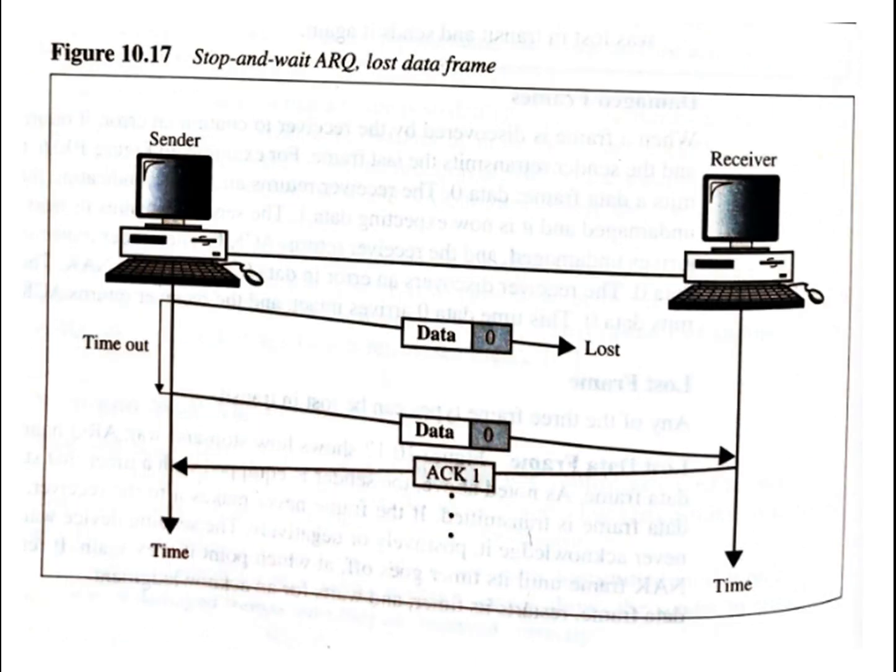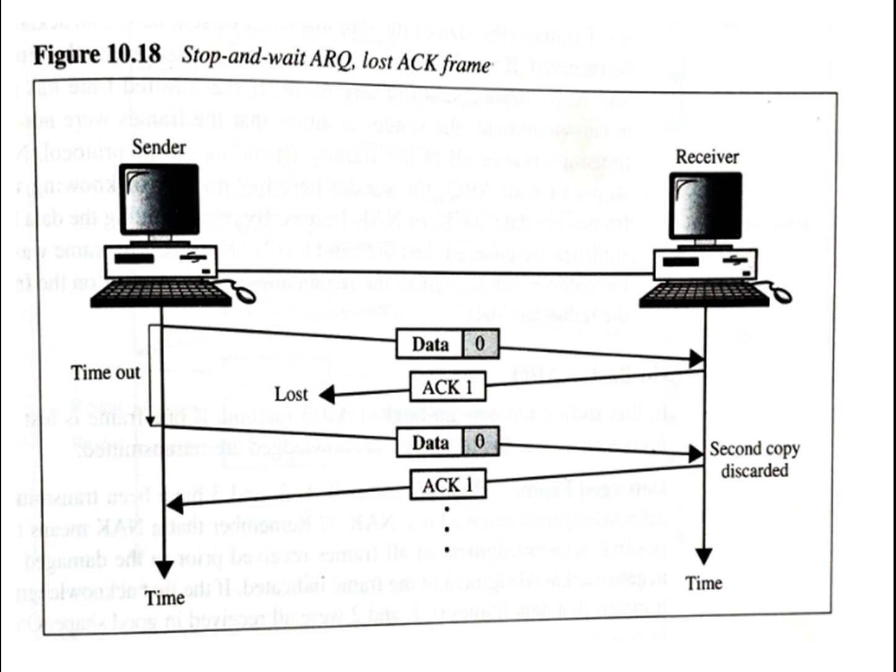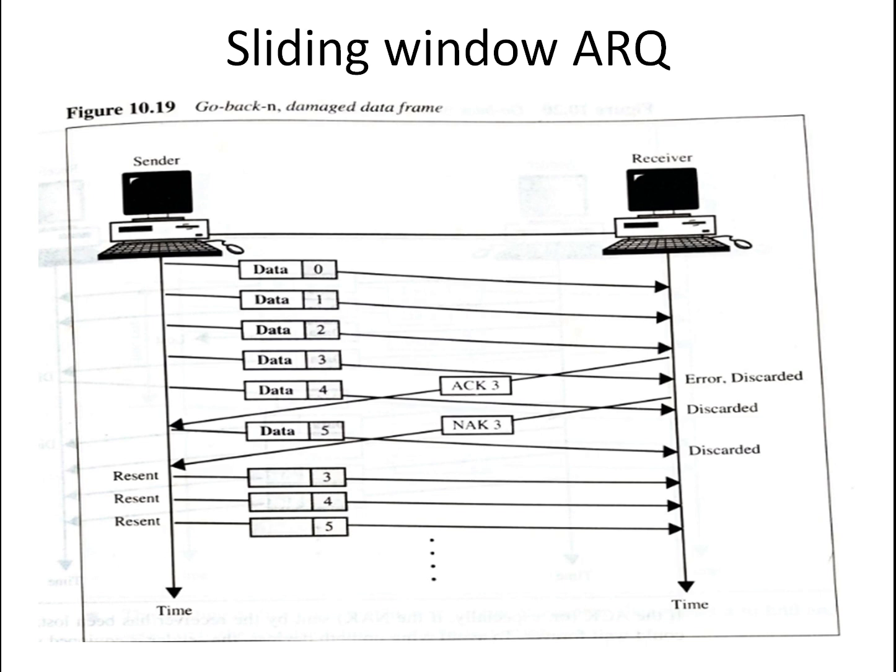In stop and wait ARQ with a lost data frame, the data is lost, so again the data will be resent. In stop and wait with a lost acknowledgement, if the acknowledgement is lost, the sender sends the data again. In sliding window ARQ with a damaged data frame, the data is damaged and the entire data will be resent.